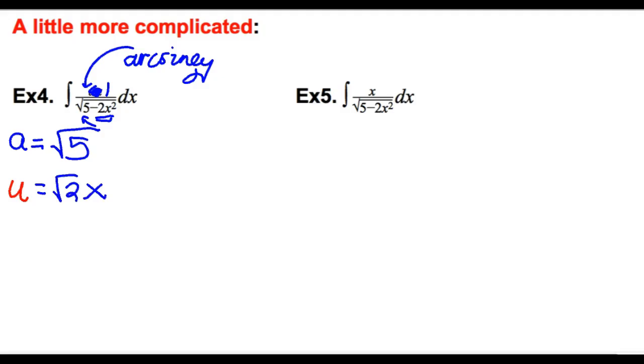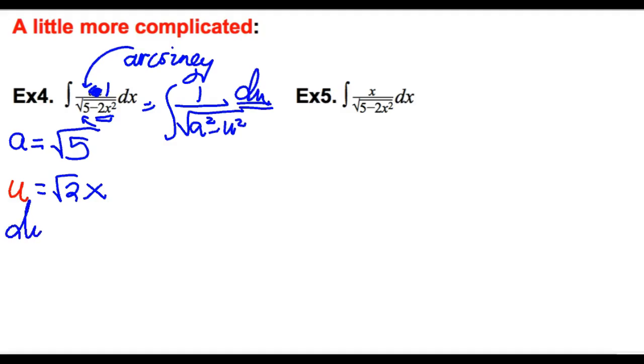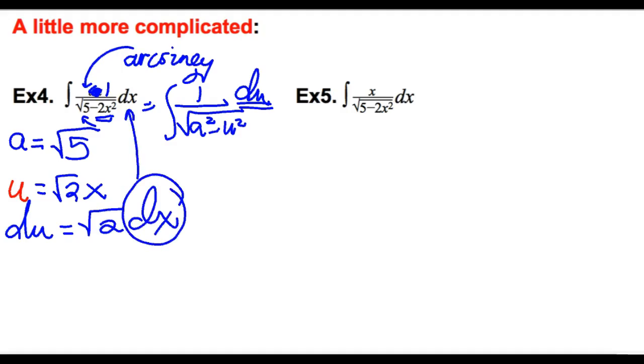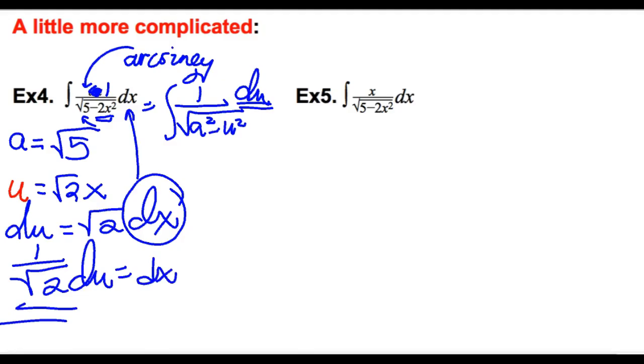Now here's the deal. When I rewrite this, I am trying to get it of the form 1 over the square root of a squared minus u squared du. So in this case, du is not just dx, because when I take the derivative of this, I get root 2 dx. So when I replace this with du, I actually need to put in the fraction correction. And this is what most kids forget to do. So make sure you run that through. If there's any mistake, that's what you're going to forget.